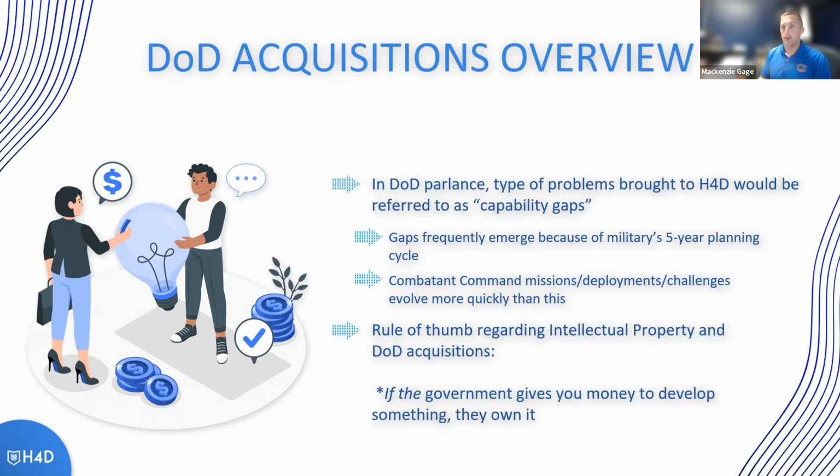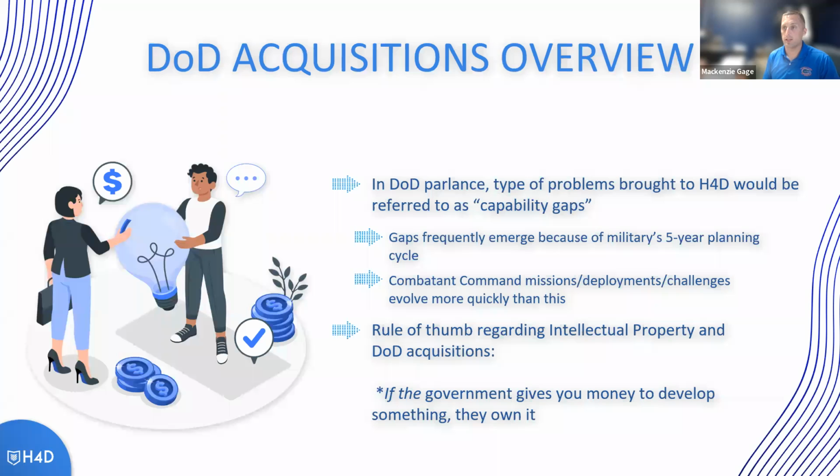As an example, in 2017, we were in Afghanistan still. In 2022, we are not. In 2017, there wasn't a conflict going on in Ukraine as actively as it is now in 2022. So we're trying to figure out what's going to happen in 5 years and what capabilities we need to address it. And unfortunately, we're not always the best about predicting the future. We didn't always predict what was going to happen in Ukraine, and we didn't predict what was going to happen in Afghanistan. So as you can see, combatant command missions and deployments and challenges evolve far faster than the military's 5-year planning cycle.